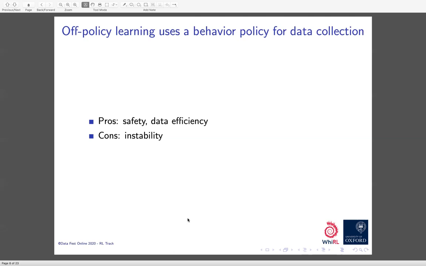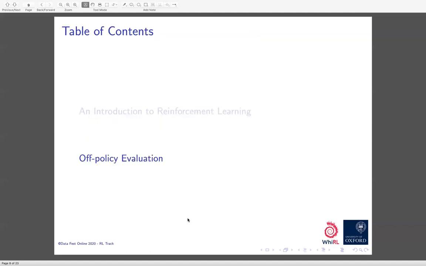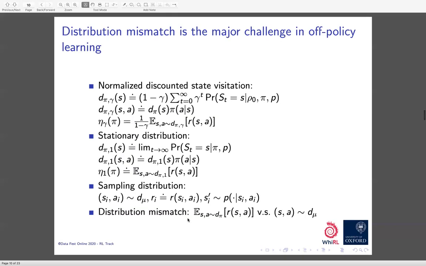Of course, off-policy learning has some disadvantages. For example, off-policy learning is very unstable. This is mainly because we have two policies, the target policy and the behavior policy, and they are different. Now let's go to off-policy evaluation.